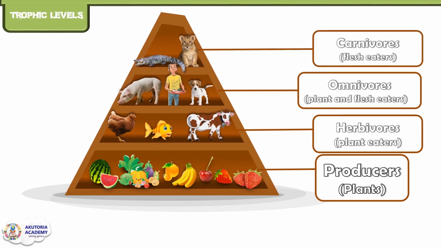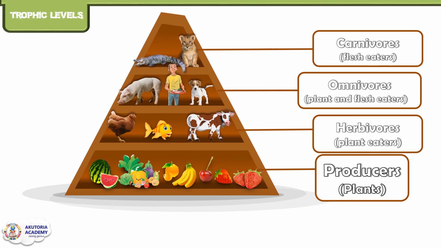Third type of consumers belong to the group called the carnivores. Carnivorous animals are primarily meat eaters. Carnivores usually do not eat plants, which are the producers, but instead they eat other consumers. Examples of carnivorous animals are lions, tigers, sharks, etc.